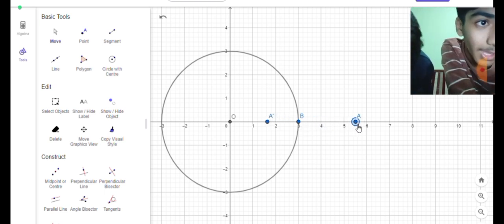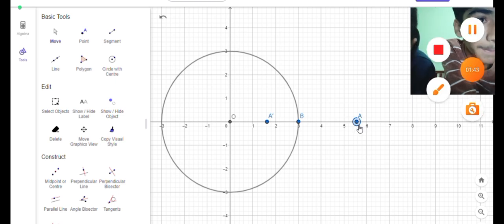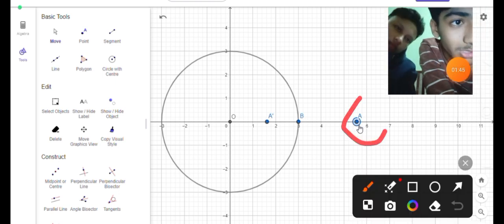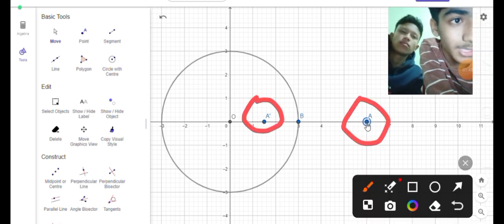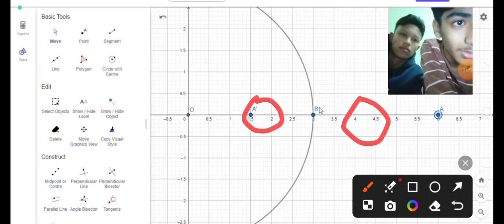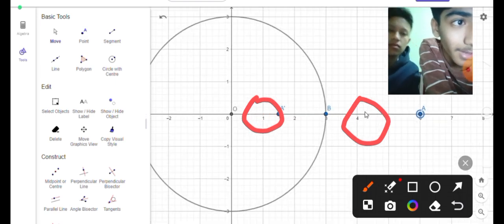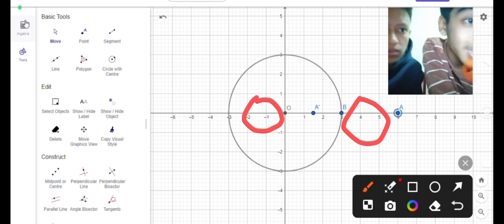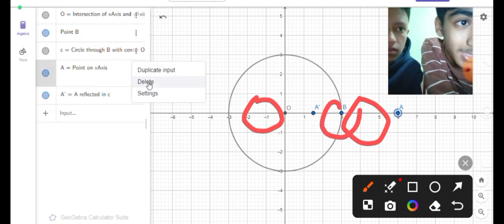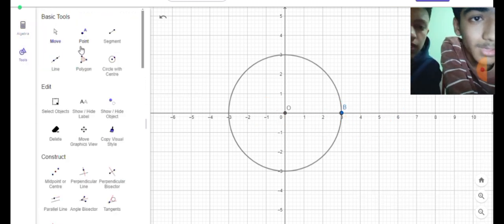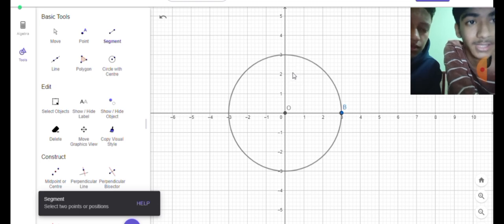Look here, object A is outside the circle, and the image is inside the circle. So yes, this is it. And again we can check the formula. 1.5 into 6 is 9, and the radius 3 square is also 9. So image distance times object distance is radius square.